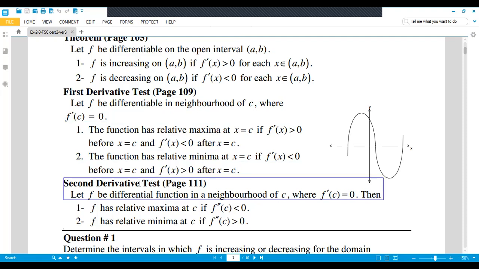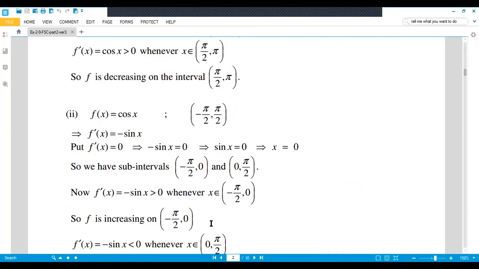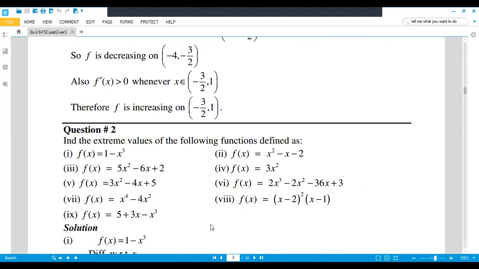Then the second derivative test you will do. First, differentiate the function twice for the constant c, then f has a relative maximum at c if its second derivative is less than 0, and a minimum when its second derivative is greater than 0. Now come to question number 2. How can you solve it?